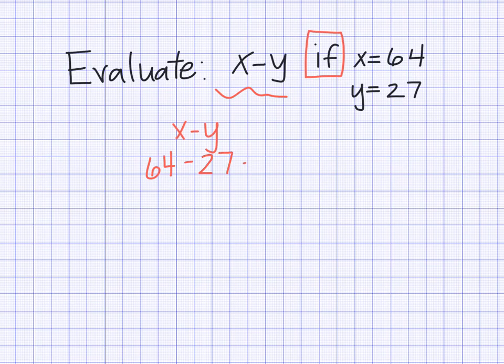Making the calculation, 64 minus 27: I cannot take 7 from 4, so I'll borrow. 14 minus 7 is 7, 5 minus 2 is 3. Your answer is 37.